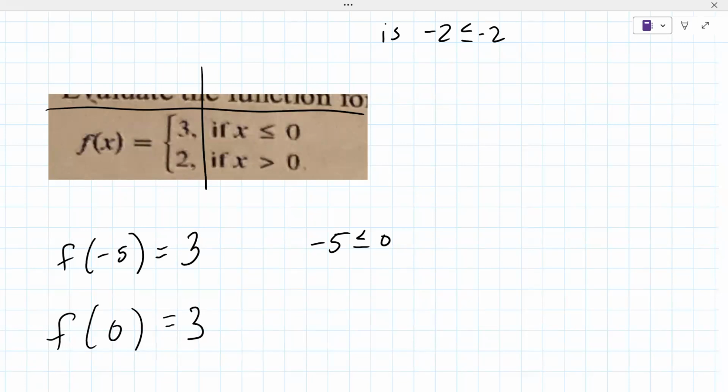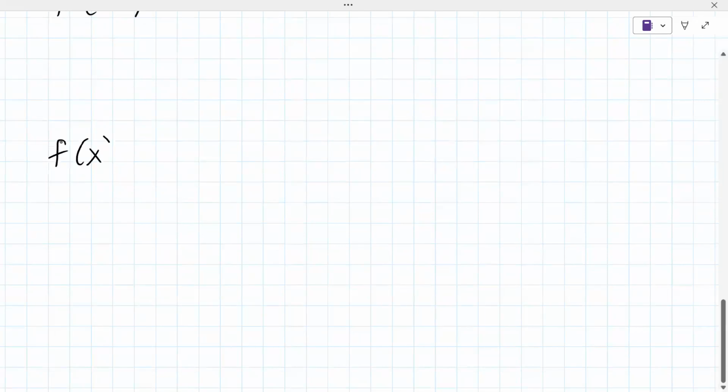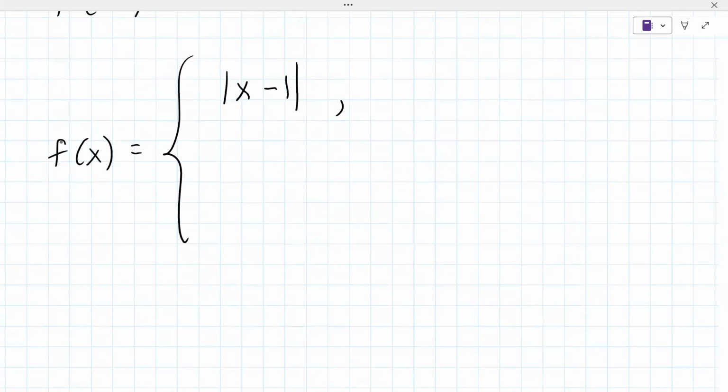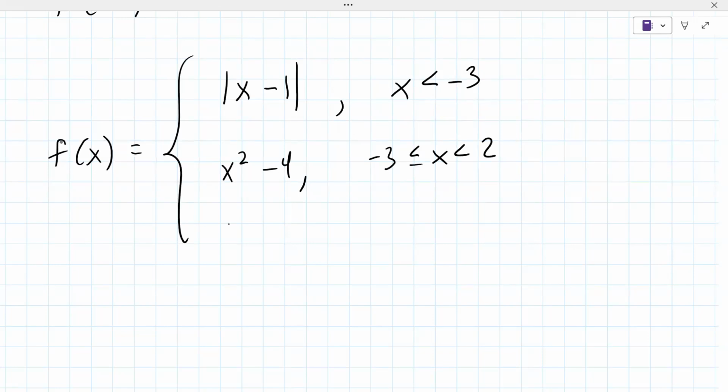Do you have any problems with three pieces? I didn't see any on this page. Sorry, could you repeat that? Yeah, I'll just make one up here and you can tell me if you saw this in class. F of x equals absolute value of x minus 1 for x less than negative 3, x squared minus 4 for x less than or equal to, like graphs. Well, it could be graphs, but it could be for x greater than or equal. This is where it's a little more difficult because you have to figure out which piece it's in. I can give you as many pieces as you want.